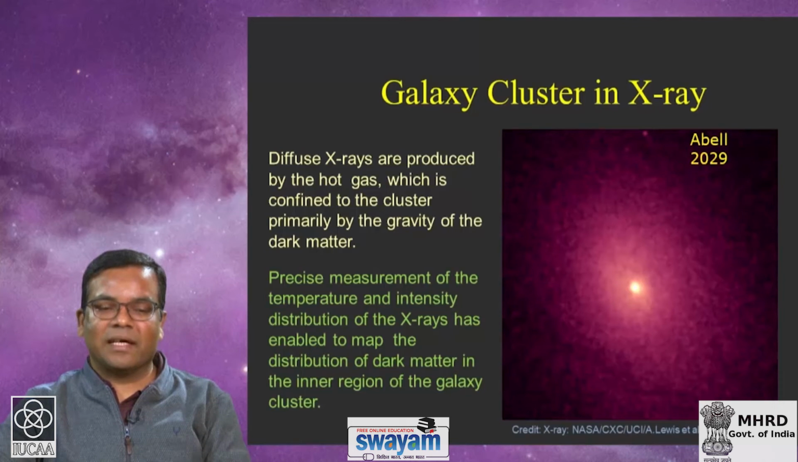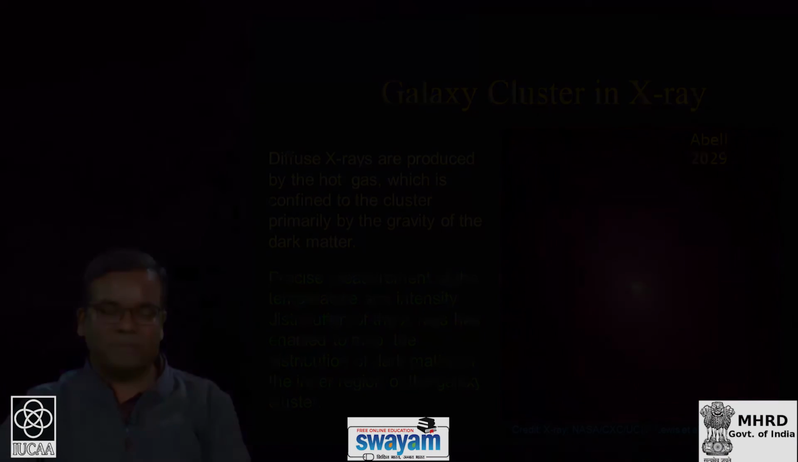So, the diffuse X-rays are produced by hot gas in the cluster. This hot gas is essentially confined to the cluster primarily by the gravity of the dark matter. With the observed X-ray radiation, one can measure the temperature of this gas, and therefore, one can find the depth of the gravitational potential and the total amount of matter, and this is how one infers the presence of dark matter in the inner regions of the galaxy.